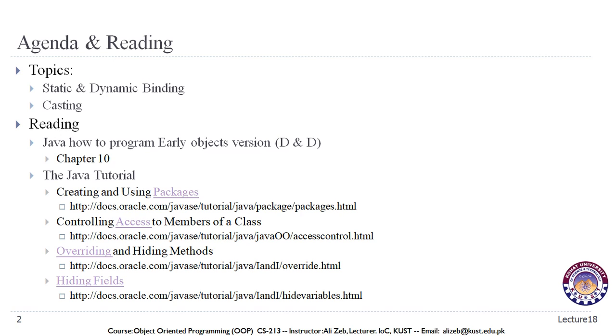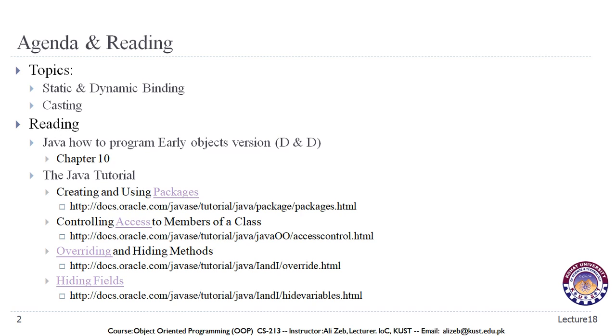The relevant reading material for this lecture can be found in chapter 10 of the book Java How to Program, Early Objects version. Then there are some relevant tutorials that can be found, for example, on creating and using packages. We have also discussed this in previous lectures: controlling access to members of a class. We have talked about this in access modifiers.